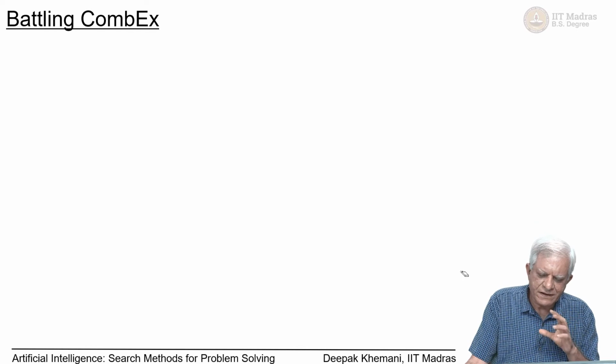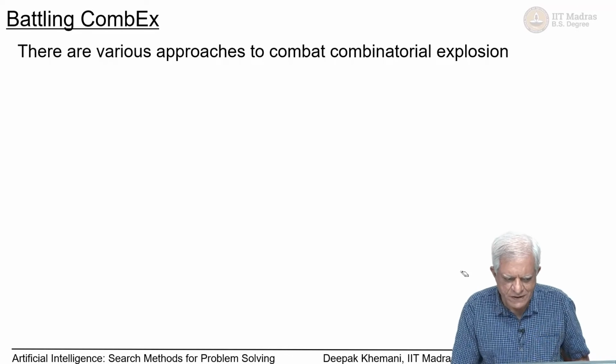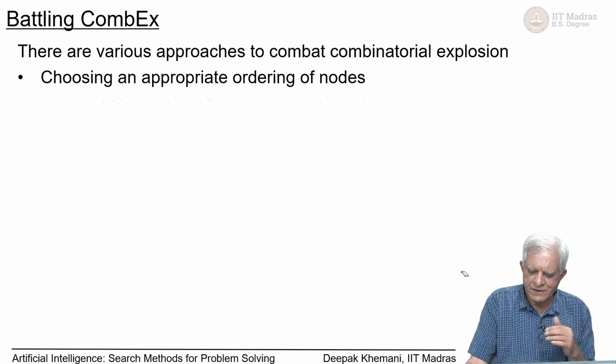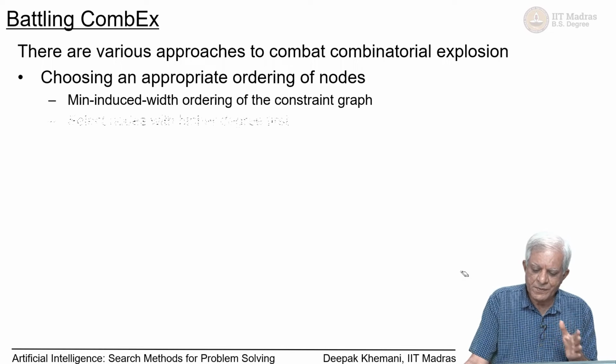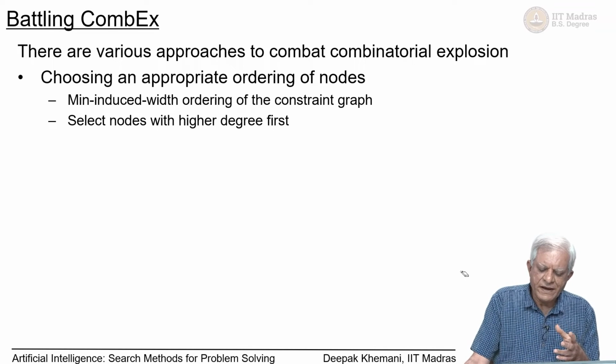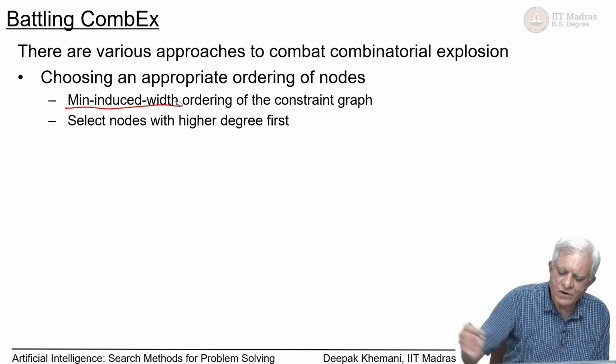Now, we have mentioned that one of the main things we are doing when we are searching for a solution is battling this monster that we have called the combinatorial explosion, and there are various approaches to combat this exploding number of choices by choosing an appropriate ordering of the nodes. That is one approach that people who are working with constraints take, and one of the ways of doing that is to use what is called a min induced width ordering.